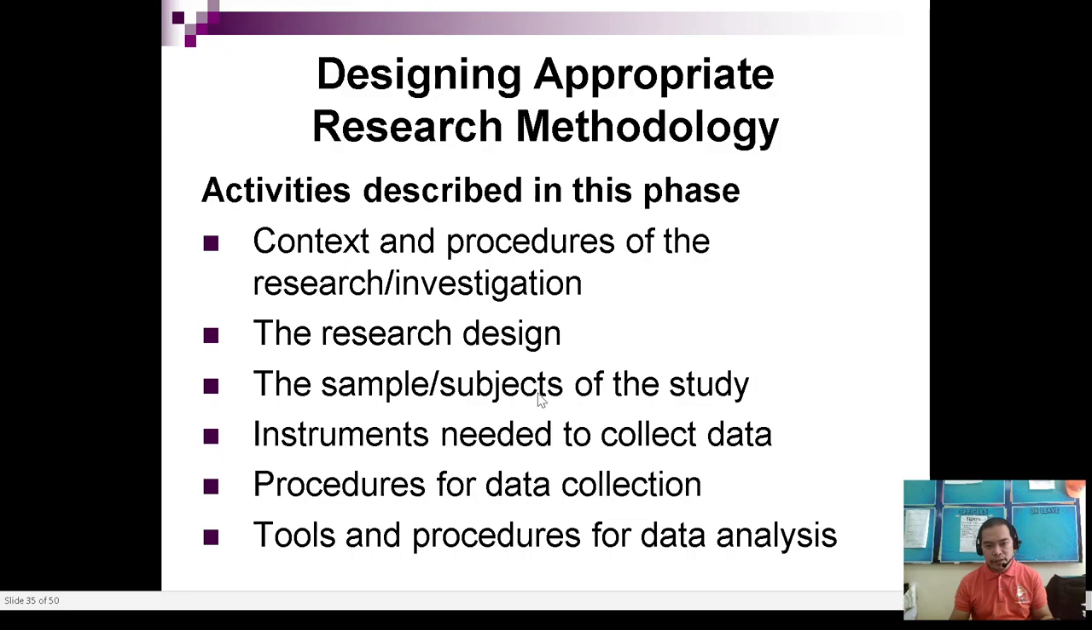These are the activities included in the research methodology. Second is the research design. The research design shows you how you're going to separate the samples or the respondents into their groups, and how you treat the data or the samples, the respondents.